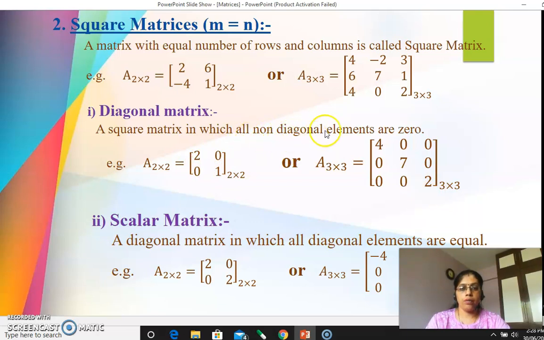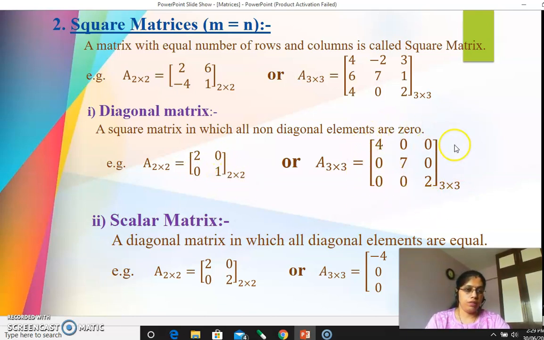If all non-diagonal elements are 0 in a square matrix. What is a diagonal element first of all? This is your principal diagonal. So, principal diagonal and non-diagonal elements. So if these elements are zero, the matrix is called a diagonal matrix.